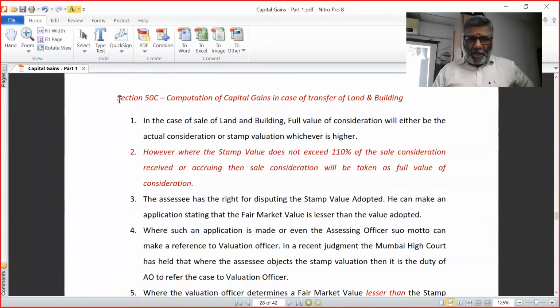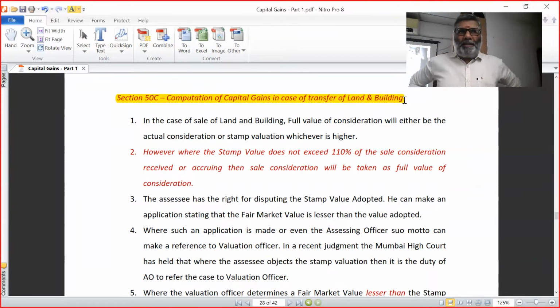The next section is section 50C, transfer of immovable property. Land and building. In the case of land and building, full value of consideration will be actual sale value or stamp value prevailing on the date of transfer, whichever is higher. Deeming provision. In income tax law, we call it as deeming provision. Actual sale value or stamp value prevailing on the date, whichever is higher.